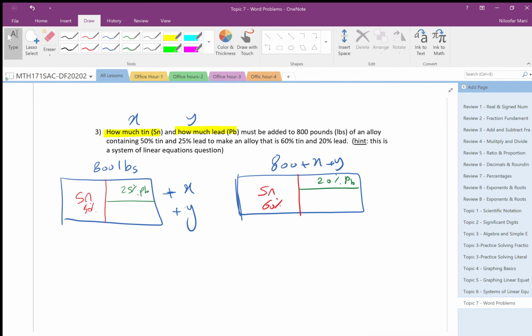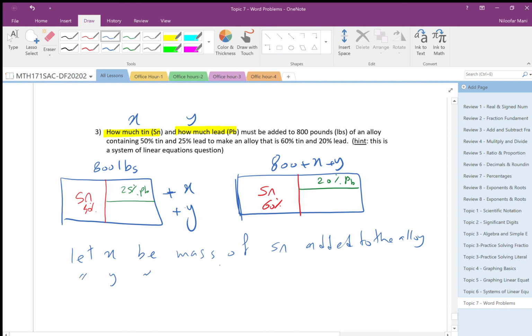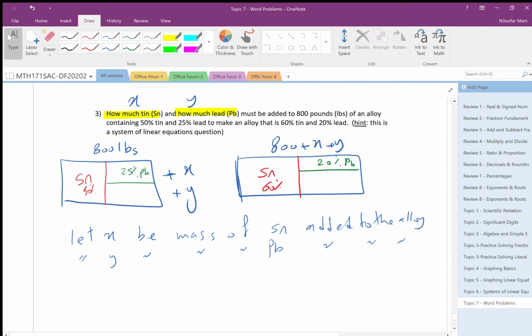So I read the question, that's a solution problem, then I visualize it. Here I can say, let x be the mass of Sn added to the alloy, and let y be the mass of Pb added to the alloy. So I define my variables. Remember, I have to see the definition of variables. I have to see them.